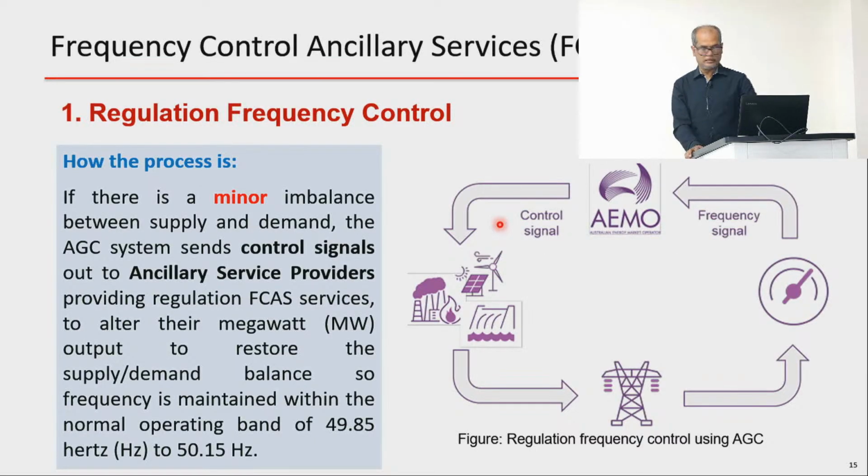And how they actually provide that service: they monitor, and when the frequency goes outside the band, they send a control signal to the devices that provide ancillary service, and then check again. If not, they repeat. This is a closed loop, and that's how they do the frequency control service. And this is not only in Australia; I think this is done in India and other countries as well.